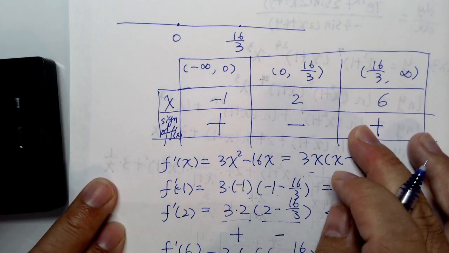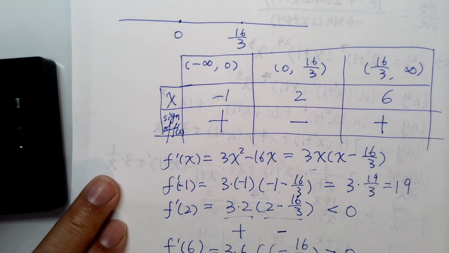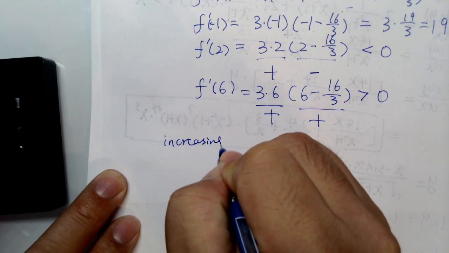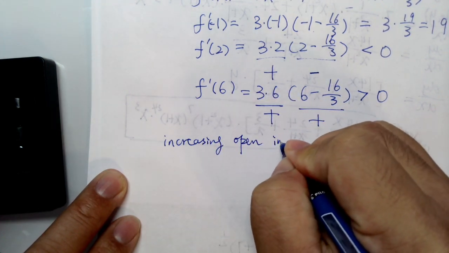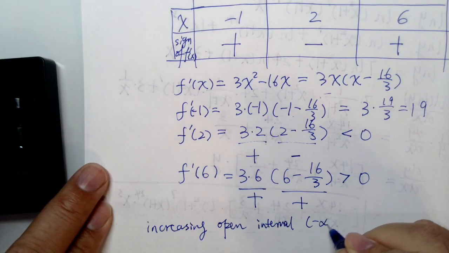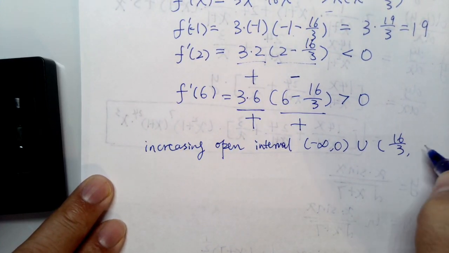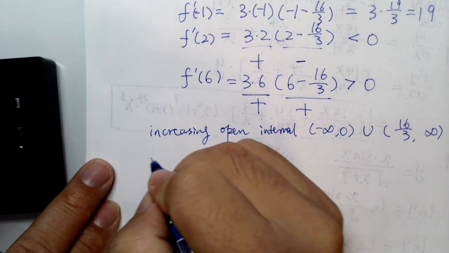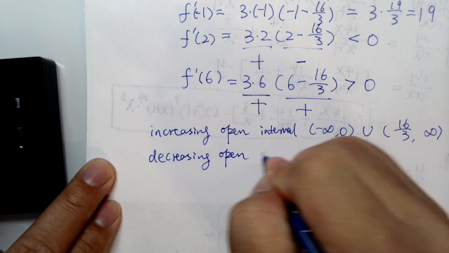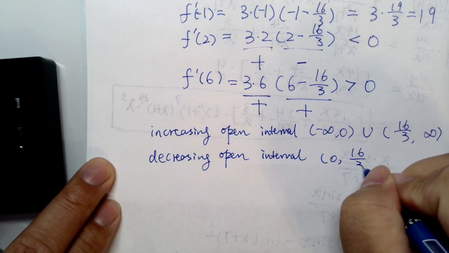So go back to here. This table can tell us everything. Why? Because the increasing interval, so let me label that. The increasing open interval is going to be negative infinity to 0, union 16 over 3 to infinity. While the decreasing open interval will be from 0 to 16 over 3.